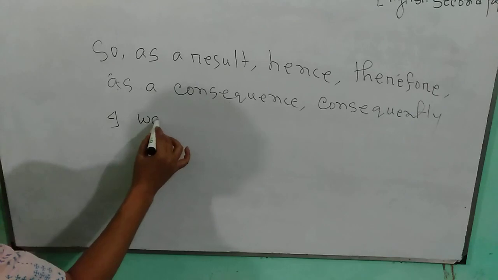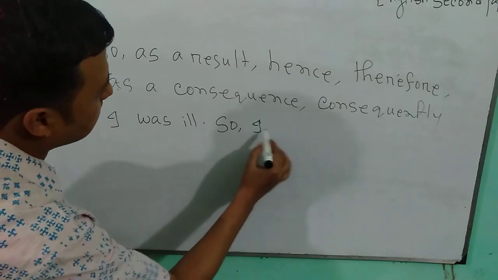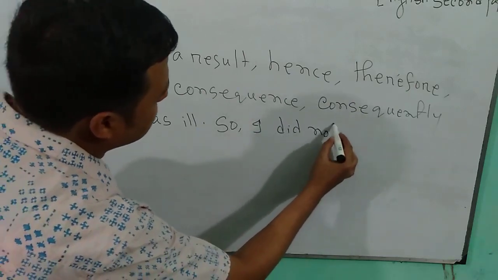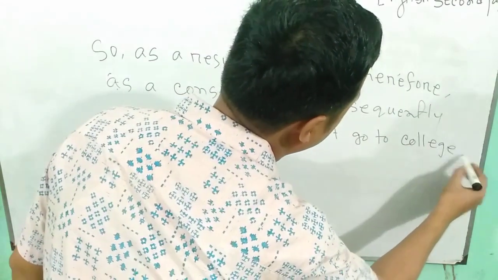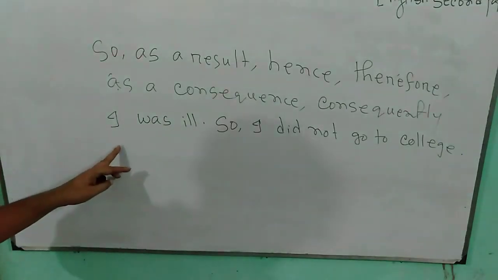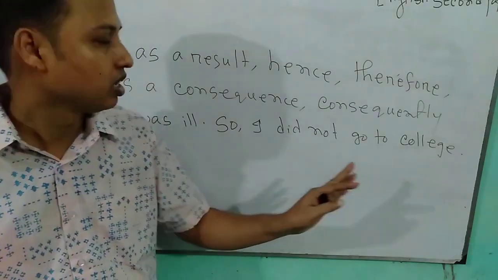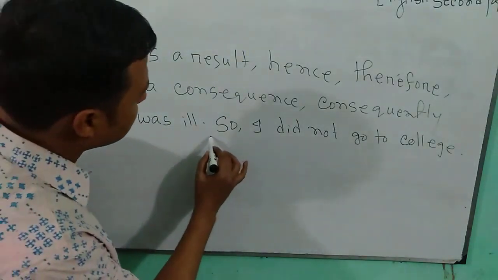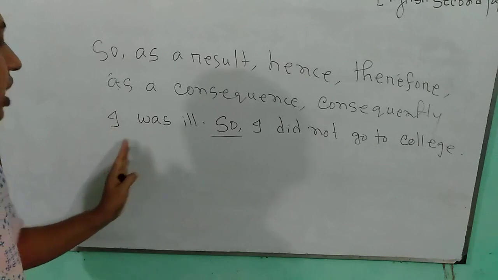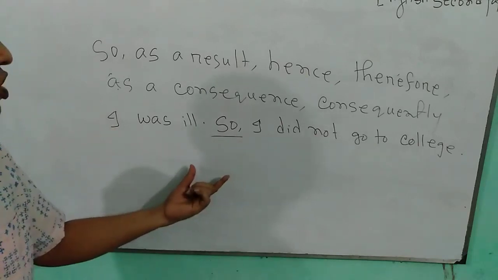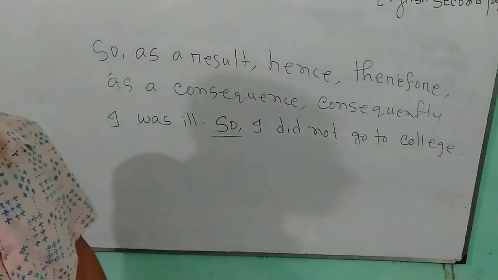I was ill, so I did not go to college. The first sentence shows cause and the second sentence shows result. So in the beginning of the second sentence, so has been used. When cause and result relationship takes place between two sentences, we will use these linking words.